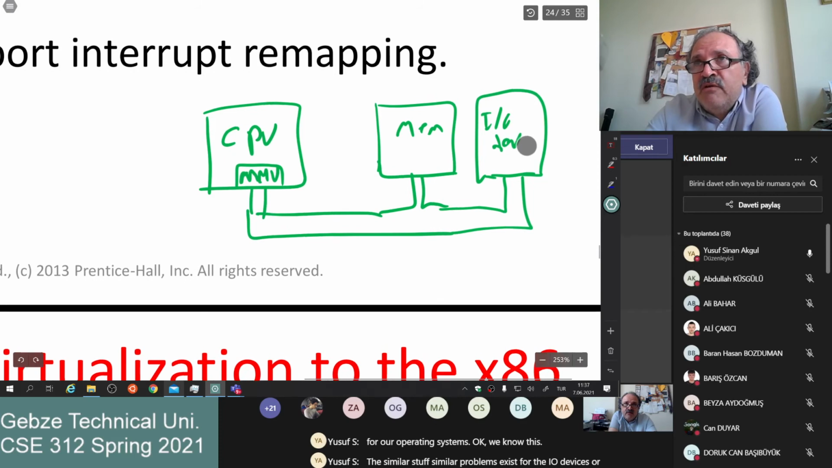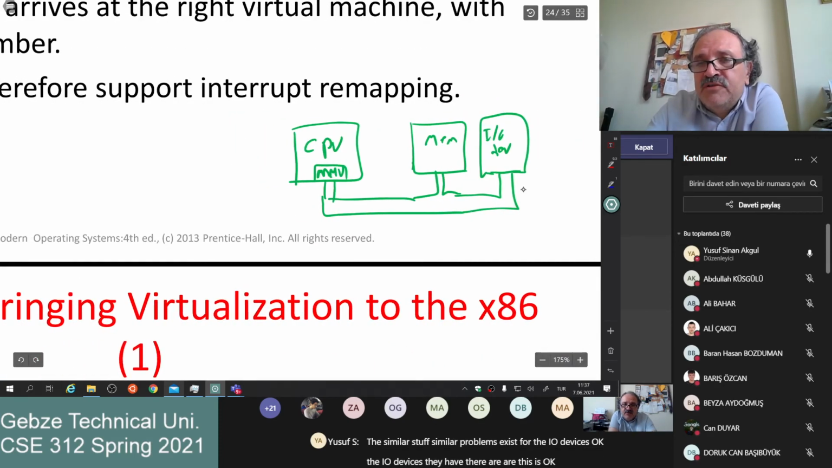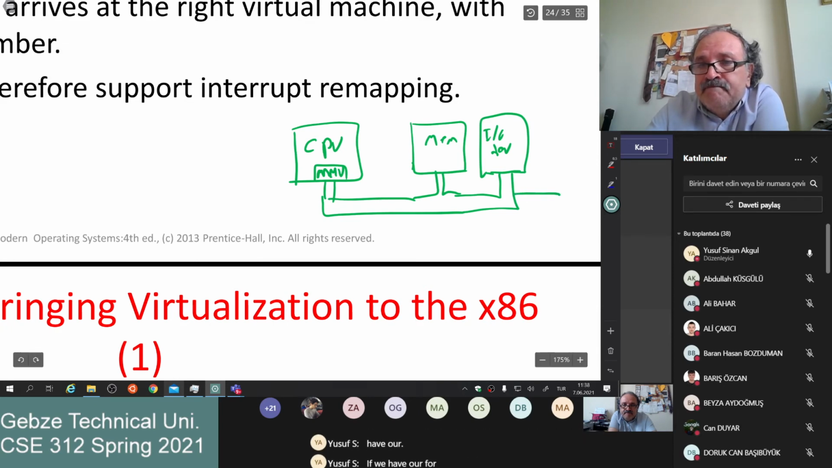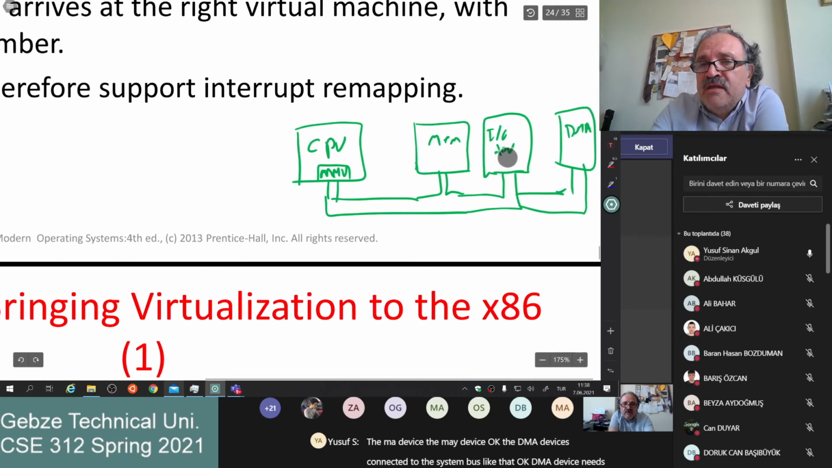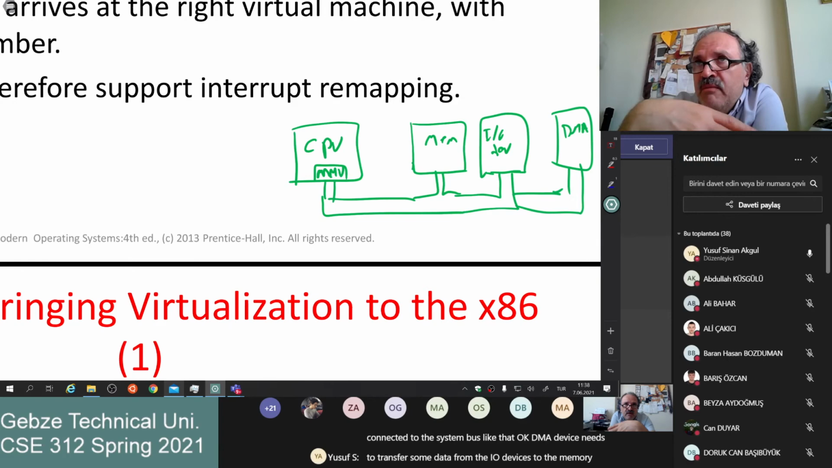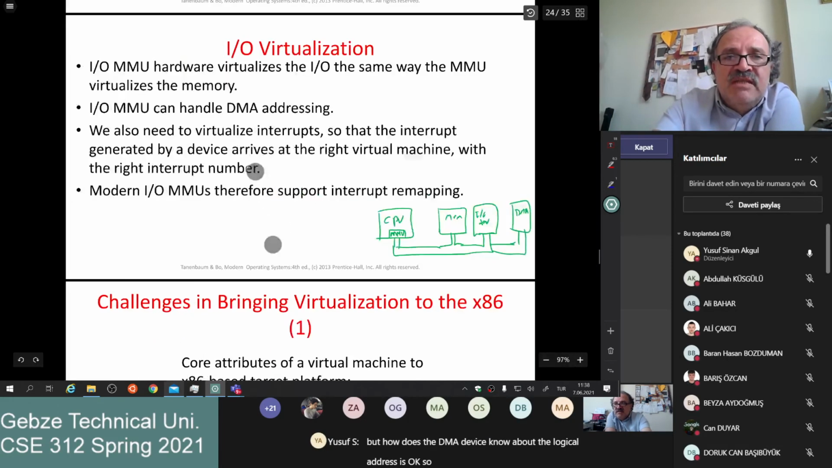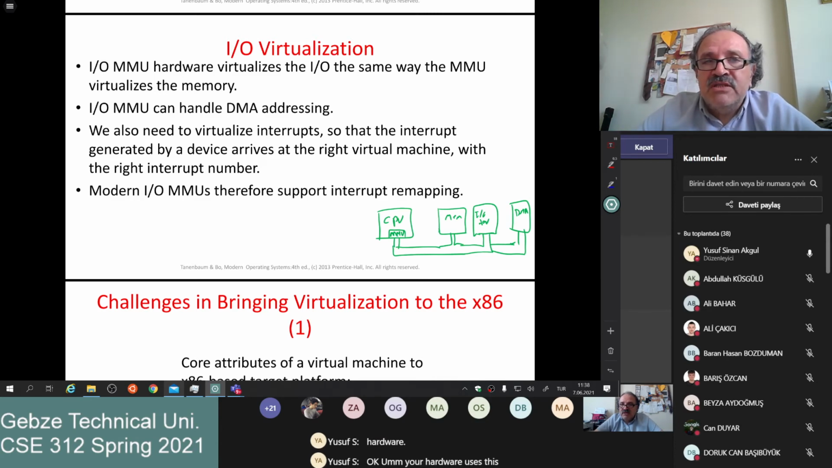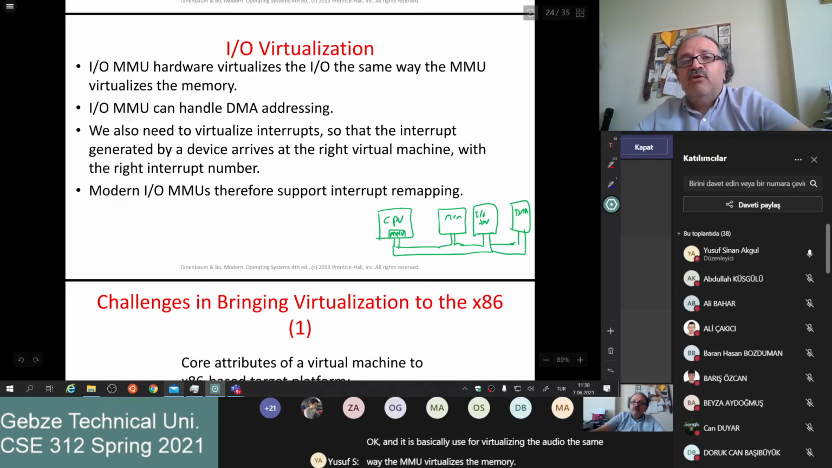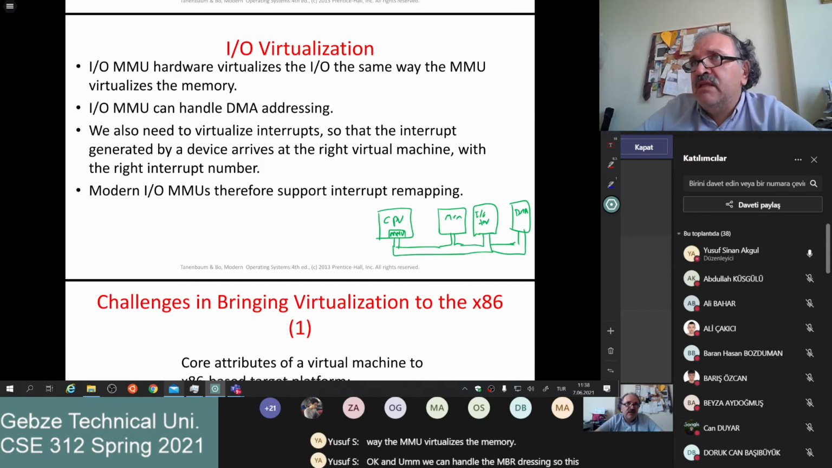The I/O devices have their own addresses. For example, the DMA device is connected to the system bus like that. The DMA device needs to transfer some data from the I/O devices to the memory, but how does the DMA device know about the logical addresses? So the DMA device uses this IOMMU hardware. The IOMMU hardware uses this memory virtualization technique, and it is basically used for virtualizing the I/O the same way the MMU virtualizes the memory. The IOMMU can handle DMA addressing. So this is already done for our regular operating system procedures, and we are going to take advantage of it.